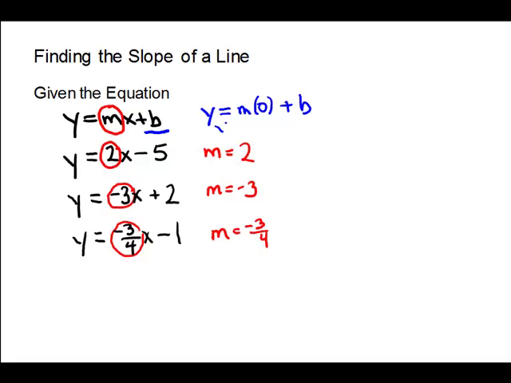Giving just y equals b. So we can pick off our y-intercept as the b. So for our first example, our y-intercept is going to be negative 5. The coordinates will be 0, negative 5. For the second one, the y-intercept will be 2. Coordinates are 0, 2. And for the third one, the y-intercept will be -1. Coordinate is 0, -1.